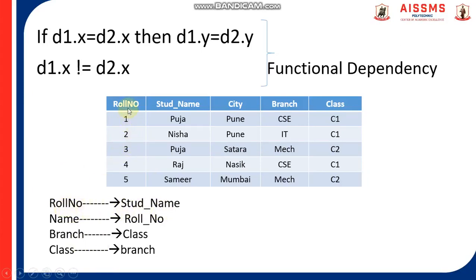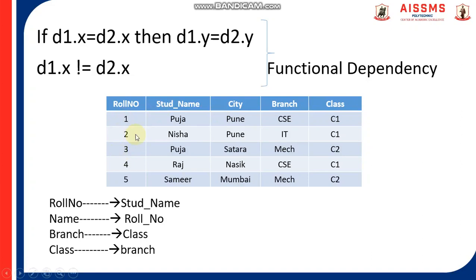So the values of the roll number attribute are all different, so no need to check the functional dependency, because all values are different. 1, 2, 3. If I take the value 3, then this is Puja, and if I take the value 1, then this is Puja, but do not bother about the student name. Do not bother about the right side value, whether it is the same or different; but it should be different for the functional dependency.